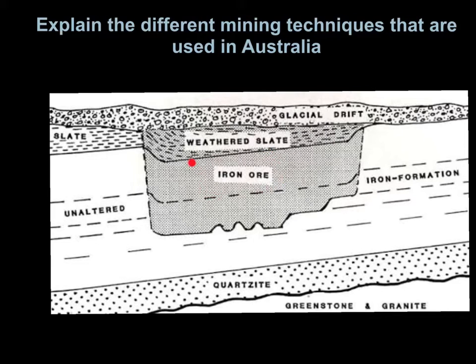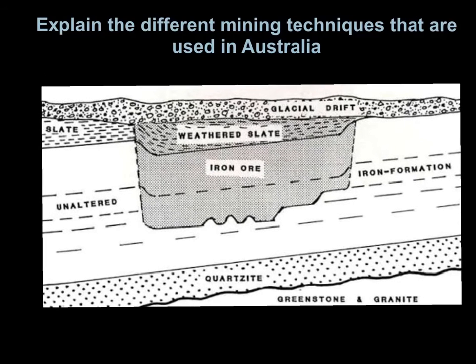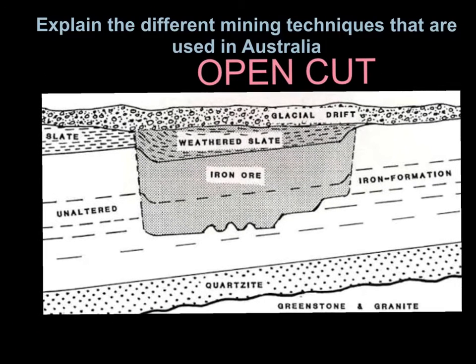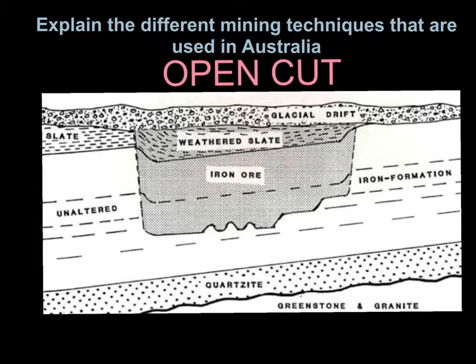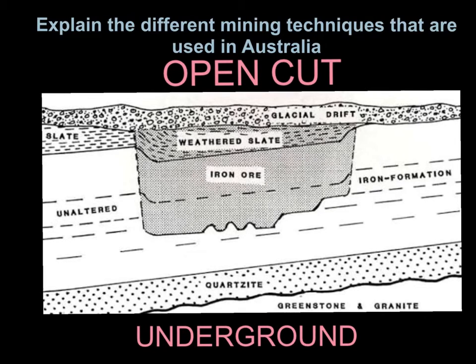Now this iron is sitting quite close to the surface of the Earth. It's quite close to the surface and quite spread out. Whereas down here we've got things like quartzite and granite. These are much further down, so it means they've got to use a different technique in order to get them out. Now, the two different mining techniques that can be used are open cut, which are used for things that are closer to the surface, as well as underground mining. And underground are used for the ones that are really, really deep down in the Earth's crust.